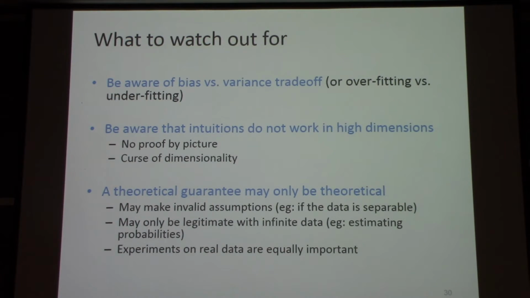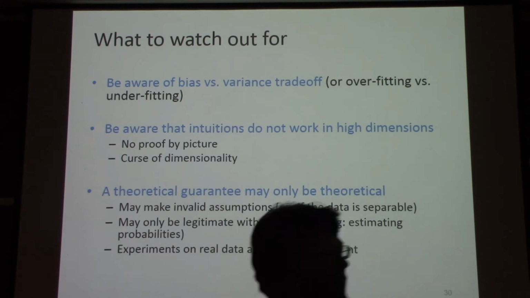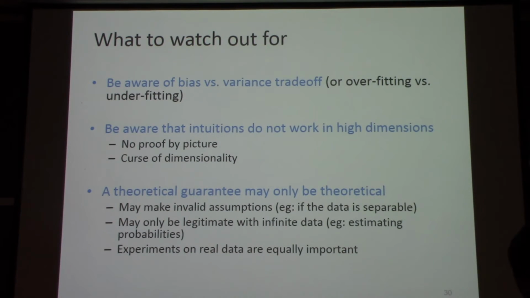The other kind of theoretical result that you might want to watch out for is some of these guarantees are only applicable if you have infinite data. The nearest neighbor classifier is the best classifier if you have infinite data. Okay? So you go get infinite data. So be careful of that kind of a claim as well. And really the message is you need to have experiments on real data. The theory by itself does not give you everything you need.